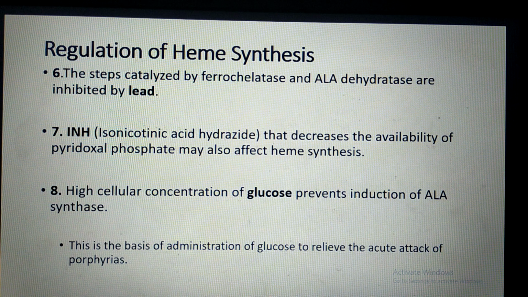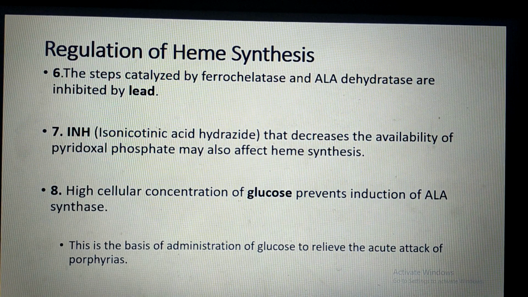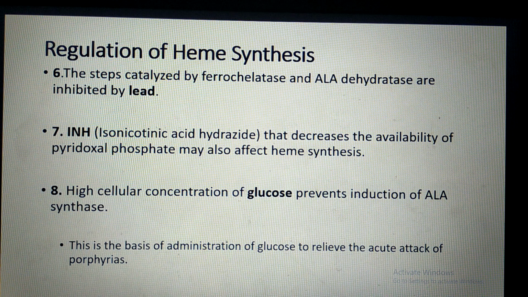The steps catalyzed by ferrochelatase and ALA dehydratase are inhibited by lead. The last step and the second step are inhibited by lead. So in lead poisoning, again heme synthesis is decreased. INH, I have told you, decreases the availability of pyridoxal phosphate and affects the heme synthesis, that we already studied. Glucose in high concentration prevents the heme synthesis by inhibiting the synthesis of the enzyme ALA synthase.